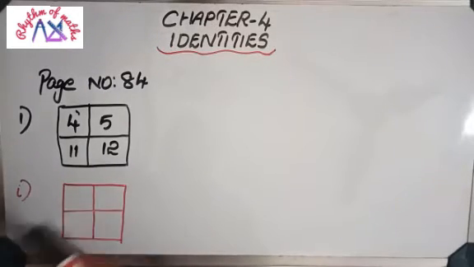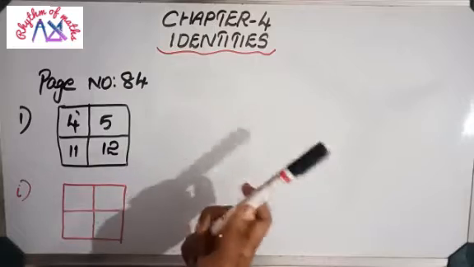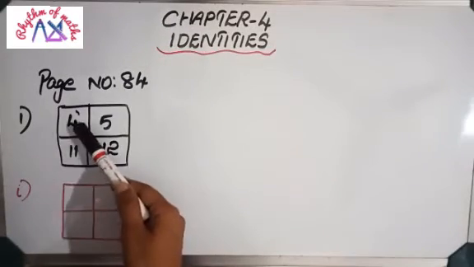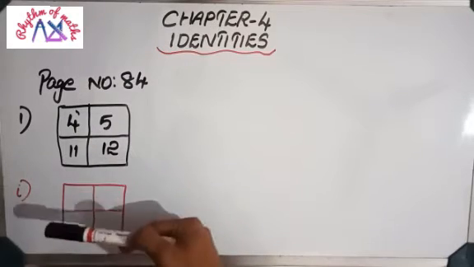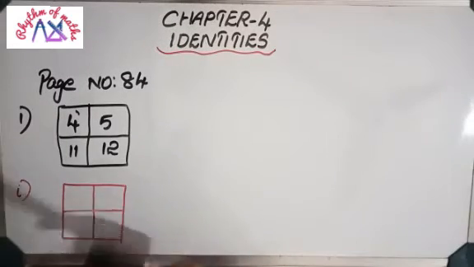So what is the speciality of numbers in a calendar? Moving forward, 1 is adding: 4, 5, 6, 7 like that. Moving downwards, 7 is adding. 4 plus 7 is 11, 5 plus 7 is 12. Downwards, 7 is adding. Forward, 1 is adding. So we can choose any number.